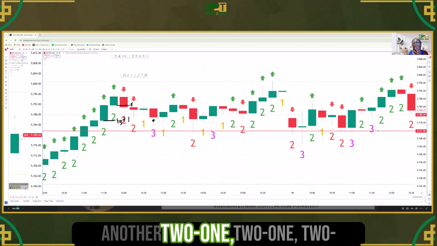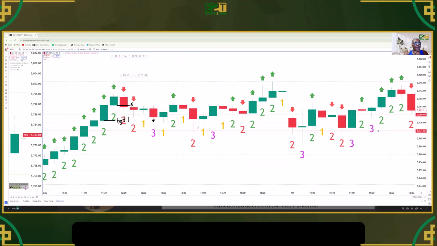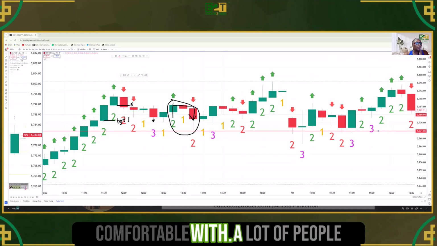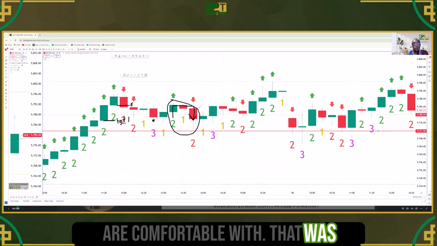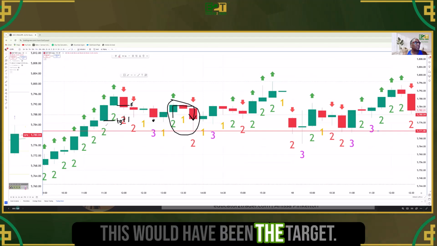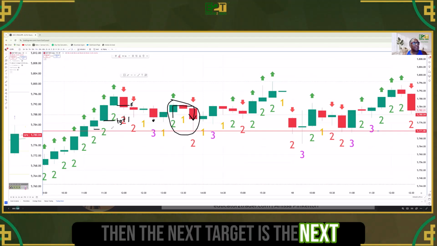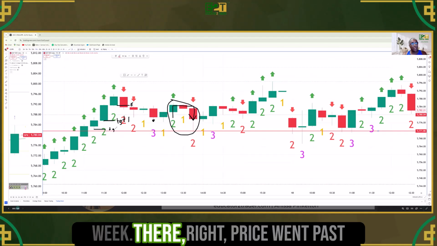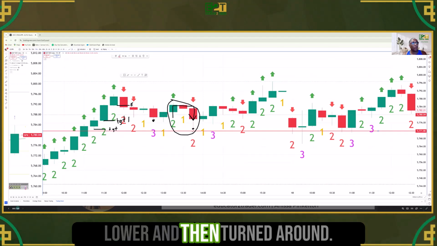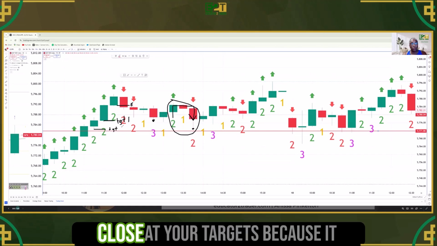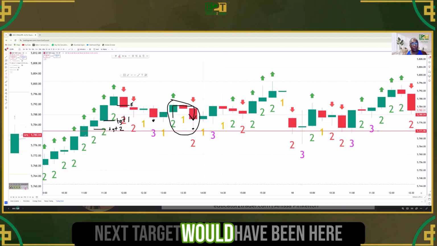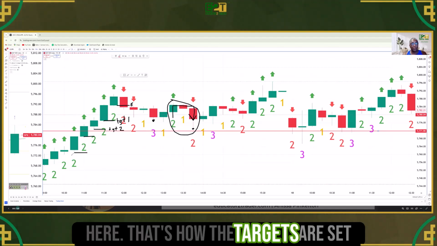You see, we got another 2-1-2 here, another pattern. Leg in, base, leg out. I know that's common terminology that a lot of people are comfortable with. That was another re-entry or continued entry if you were still in the trade. But this would have been the target. Then the next target is the bottom of the wick of the next candle, right? Price went past that one. It got there about this candle. It went just a little bit lower and then turned around. Again, this is a good reason why you close at your targets, because it could turn and do something different. Next target would have been here, here, here. That's how the targets are set up.